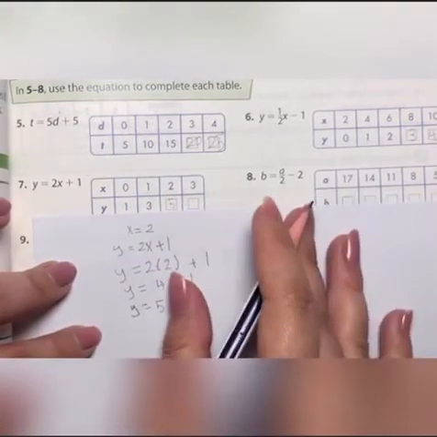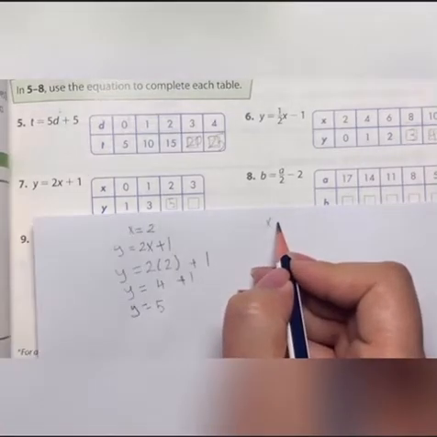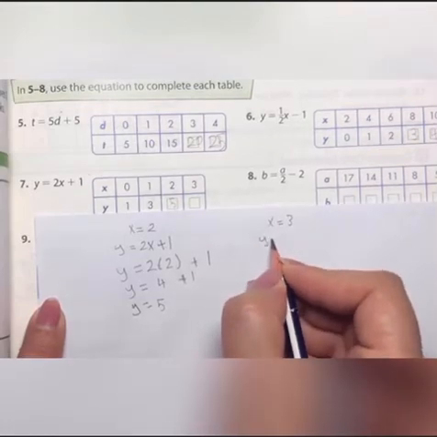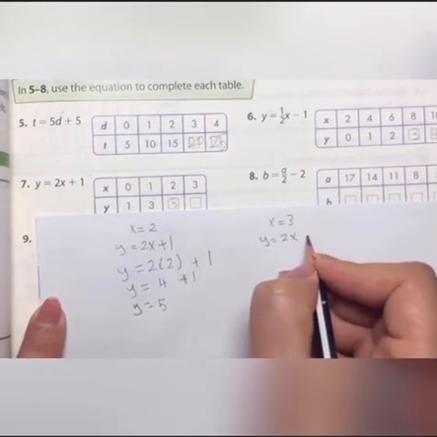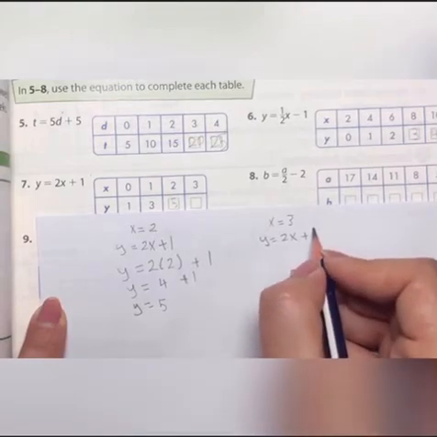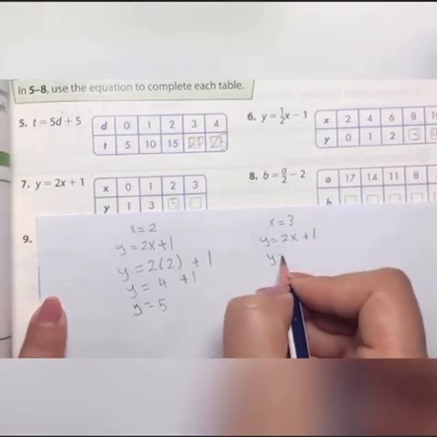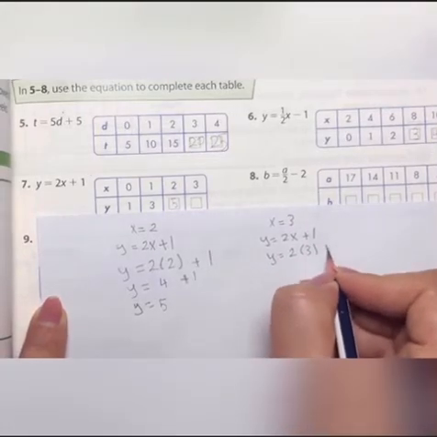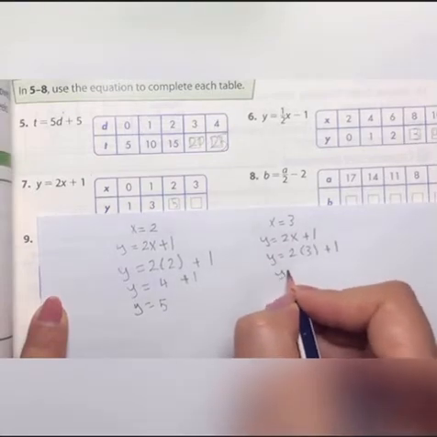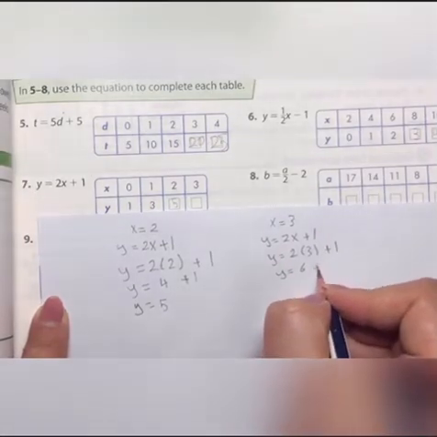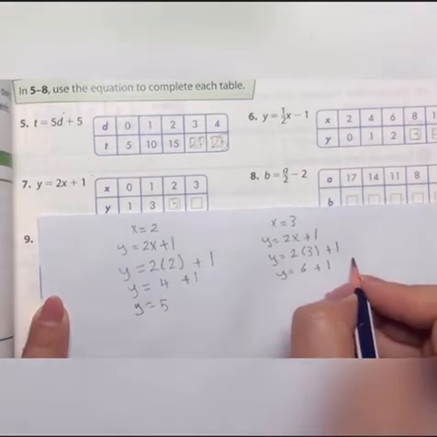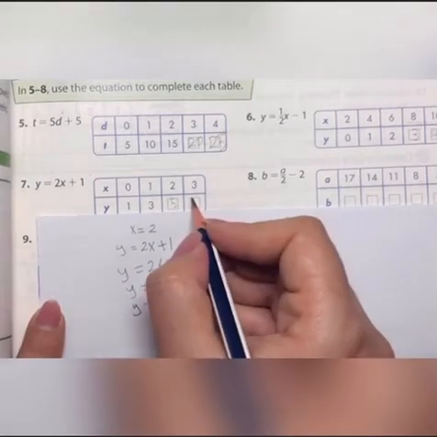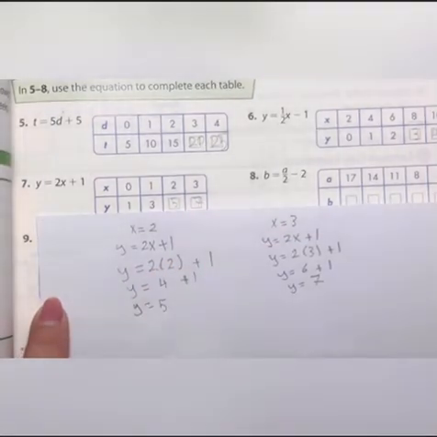Okay. If we have x equals 3, then our equation is y equals 2x plus 1. Y equals 2 times, instead of x, 3, plus 1. 2 times 3 equals 6 plus 1, and this one is y equals 7. Then we have 7 here.